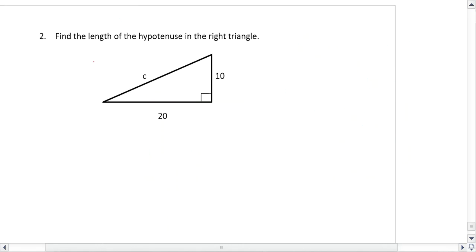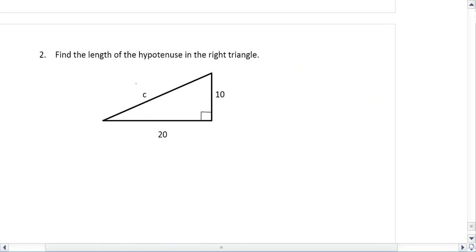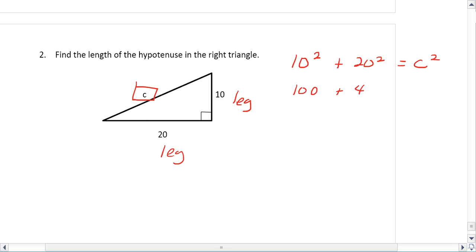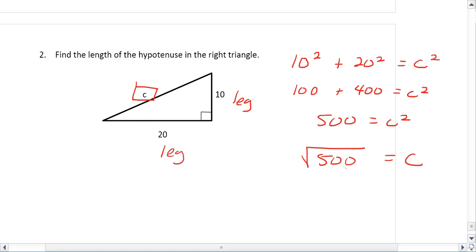In example 2, we're asked to find the length of the hypotenuse, to find this c. That means that 10 and 20 make up the 90, so these two are the legs. Therefore, when you plug them in, it'd be 10 squared plus 20 squared equals c squared. Squaring both of these, 100 plus 400 equals c squared. Adding them, we get 500 equals c squared. Taking the square root of both sides gives me the square root of 500 equals c.